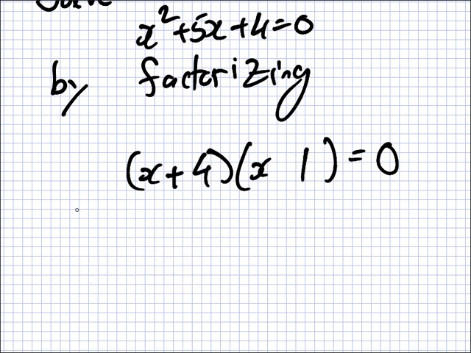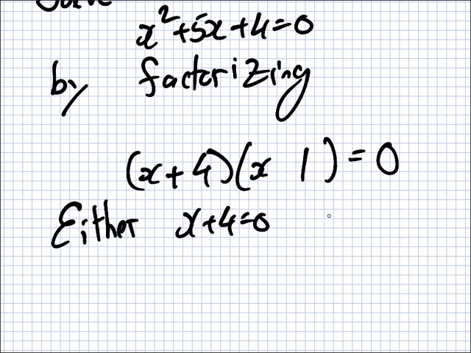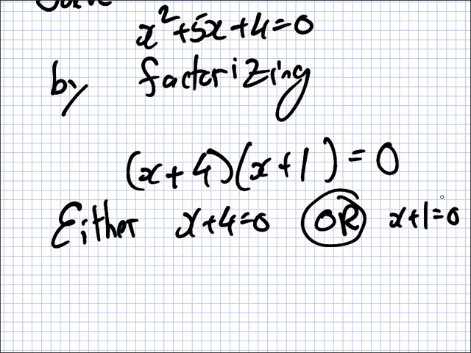So either x plus 4 equals 0 or x plus 1 equals 0. It must be one of those possibilities. So x equals minus 4 or x equals minus 1. I wrote or here. Yeah?